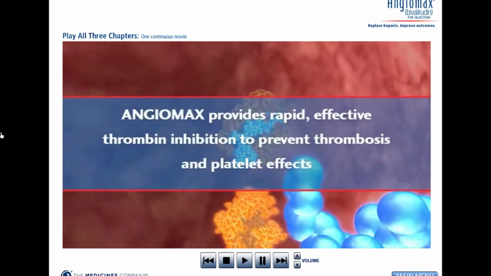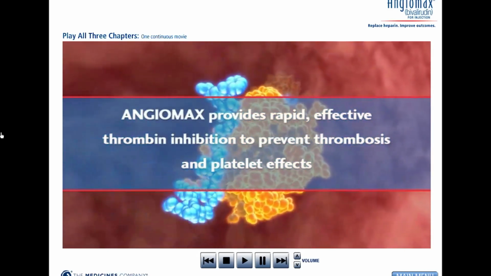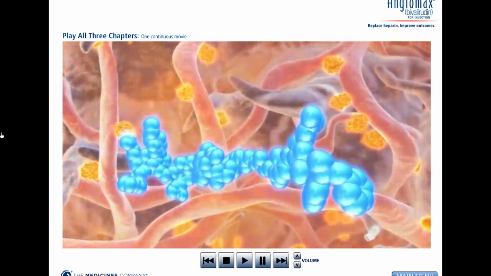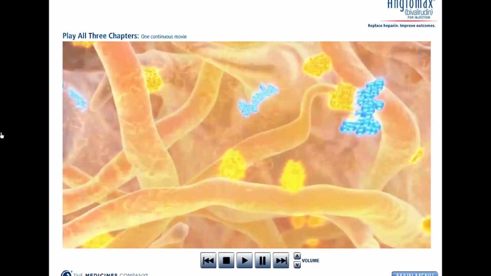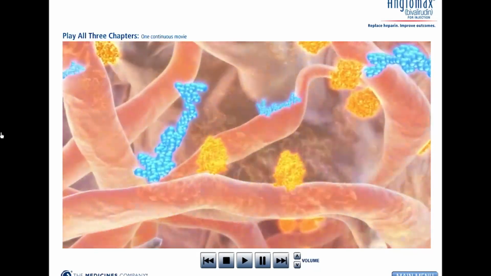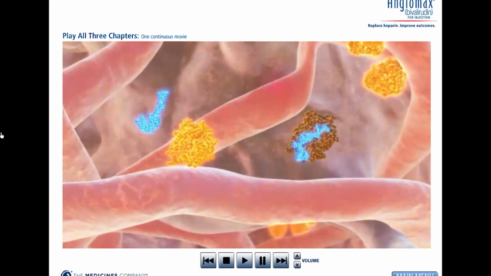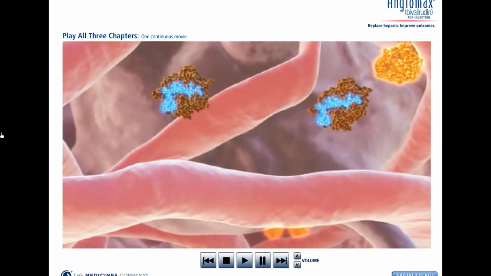Therefore, Angiomax provides rapid, effective thrombin inhibition to prevent thrombosis and platelet effects. Angiomax is able to inhibit both free and clot-bound thrombin. Unlike heparin, Angiomax inhibits thrombin where it's needed most, the site of massive thrombin production. In fact, the binding of Angiomax displaces thrombin from fibrin.